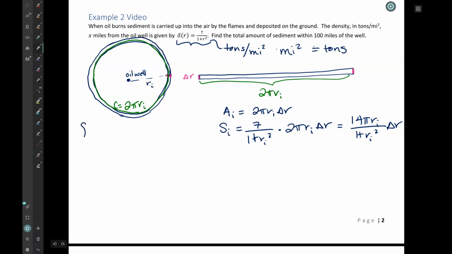Okay, so I'm going to move over here so I don't run out of room. To get the total amount of sediment, we want to add up all the slices, starting at the center, which is r equals 0, and stopping at 100 miles, just because that's what was given in the problem. And the thing we're integrating is the thing we just wrote out, 14 pi r over 1 plus r squared dr. So we can move the 14 pi out in front.